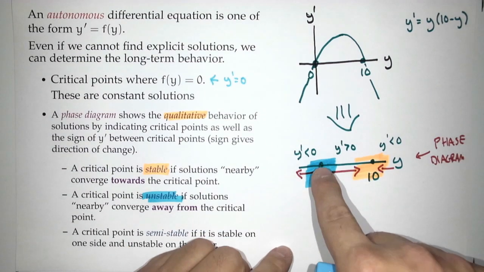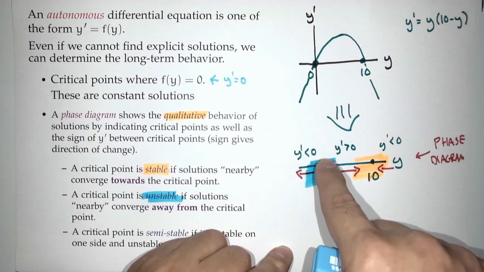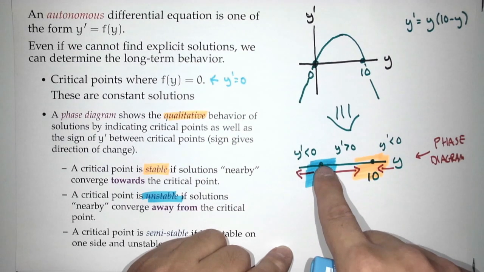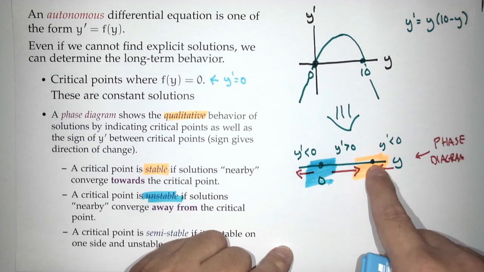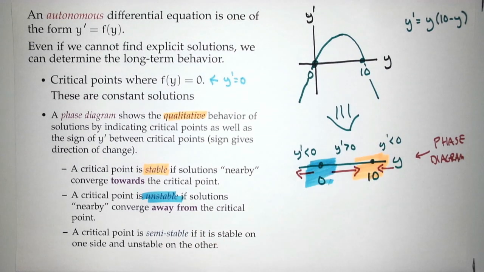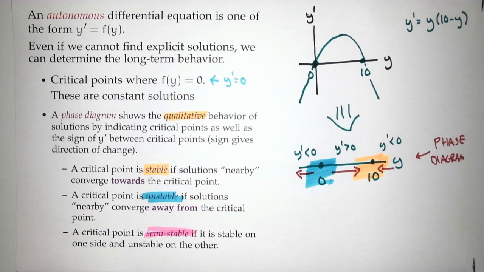So if I'm exactly at 0, where do I stay? I stay at 0. But if I'm at 0.000001, I move up to 10. At least I move towards 10. Now, the last one is a critical point is semi-stable if it's stable on one side and unstable on the other. Now, are either of these semi-stable?